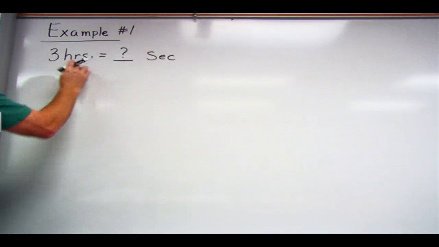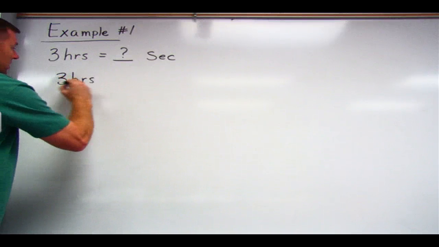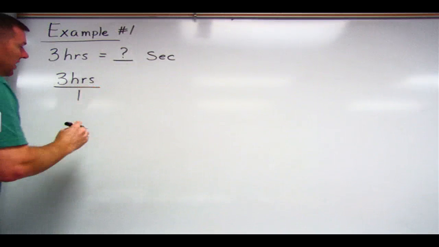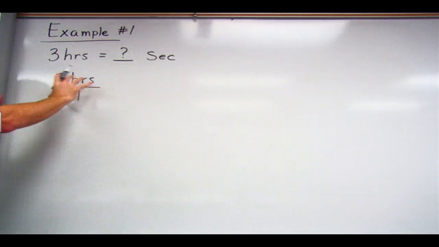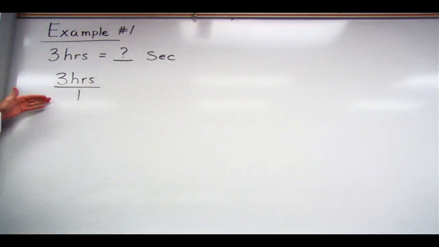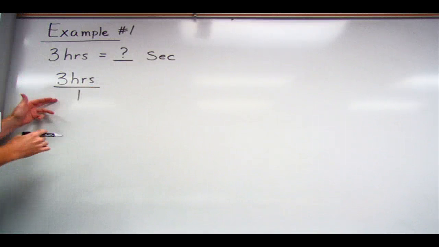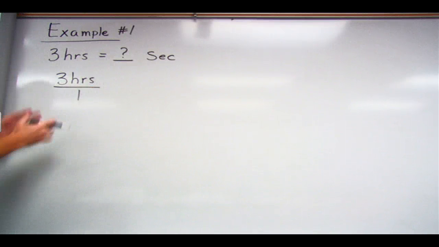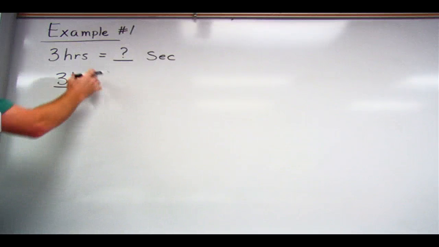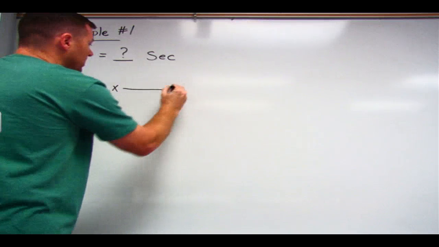We're given 3 hours. So let's take 3 hours and put it over 1. And some people will just take 3 hours and put it right here and convert the rest of the way. I always take 3 hours and put it over 1 because you're going to end up with a bunch of fractions, and 3 hours over 1 is the same exact thing as saying 3 hours, so it's just easier because it's already in fraction form. So we have to do our next step.